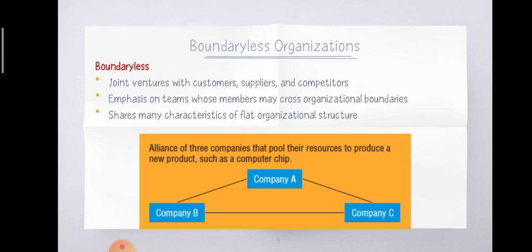These boundaryless organizations also strongly emphasize teams, which are likely to include employees representing different companies in a joint venture. For example, a quality expert from an automobile manufacturing company may work closely with employees at one of the company's auto parts suppliers to train them in specific quality management processes.